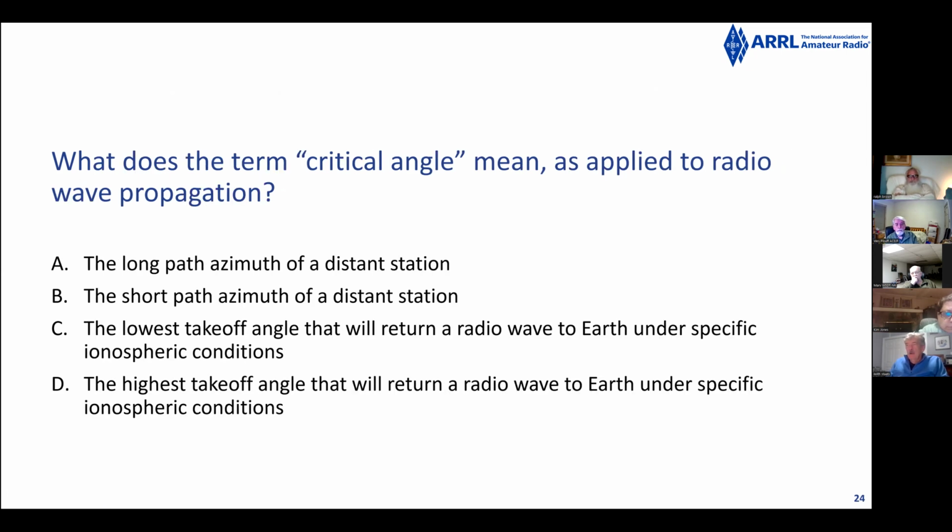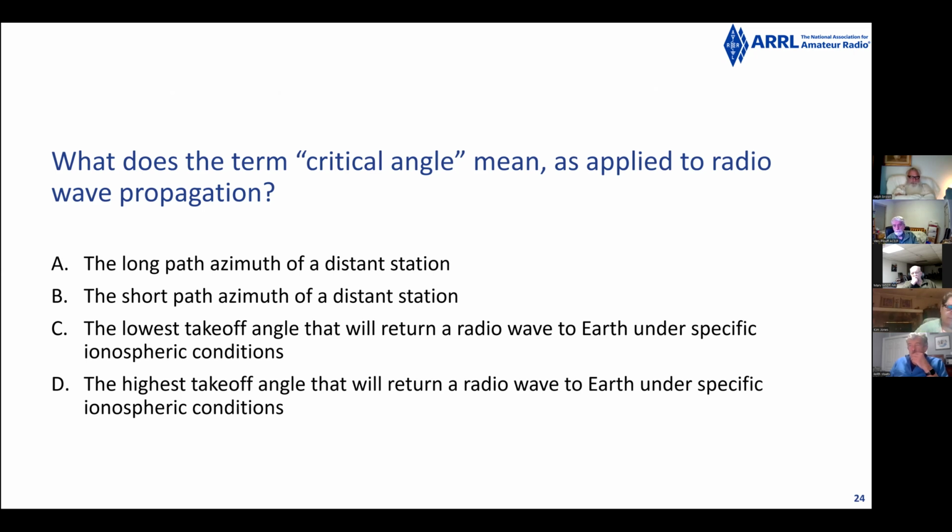What does the term critical angle mean as applied to radio wave propagation? A, the long path azimuth to a distant station. B, the short path azimuth. C, the lowest takeoff angle that will return a radio wave to Earth under specific conditions. Or D, the highest takeoff angle that will return a radio wave to Earth under specific conditions.